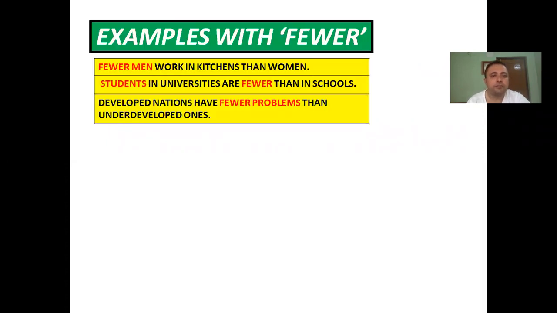Have a look at some examples. Fewer men. See that men is plural here and also countable. So fewer men work in kitchens than women. Students in universities are fewer. We're talking about students, so we'll take fewer, countable. Fewer students in universities than in schools. Developed nations have fewer problems. Yes, problems are countable, so fewer problems. So I hope things are clear to you about using less and fewer.